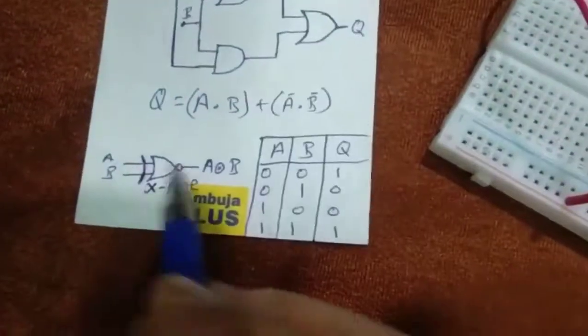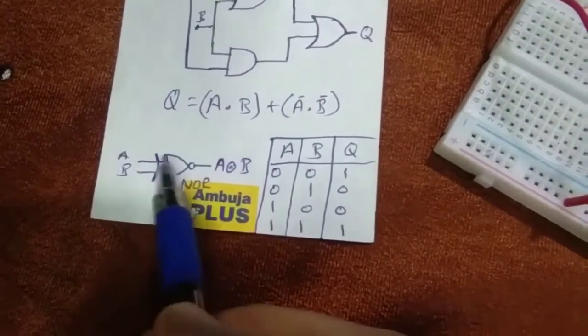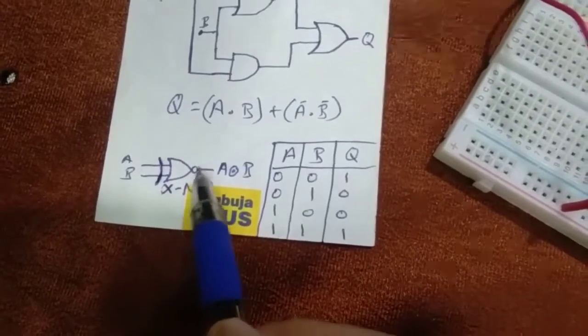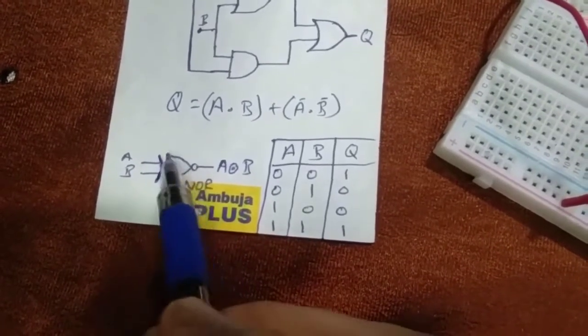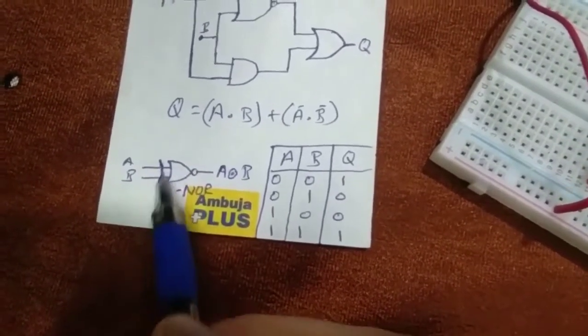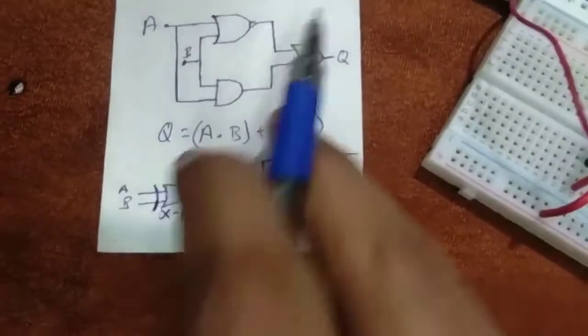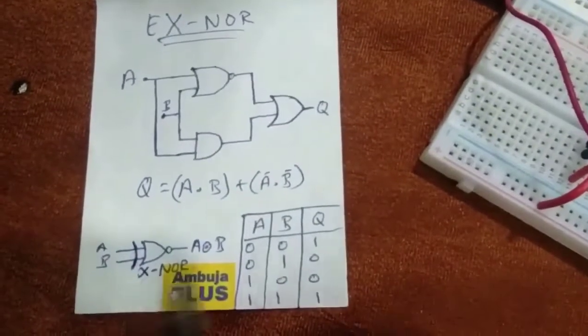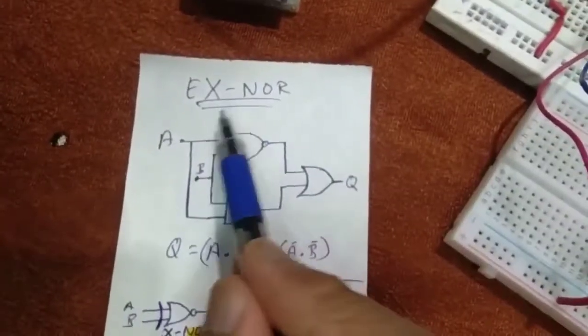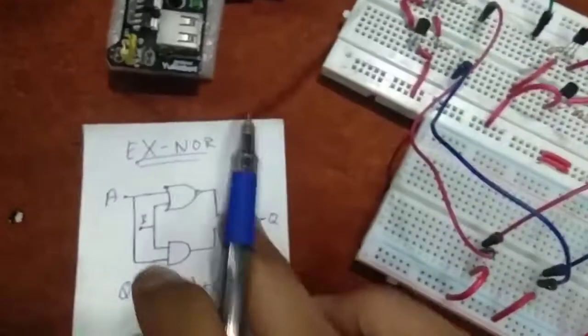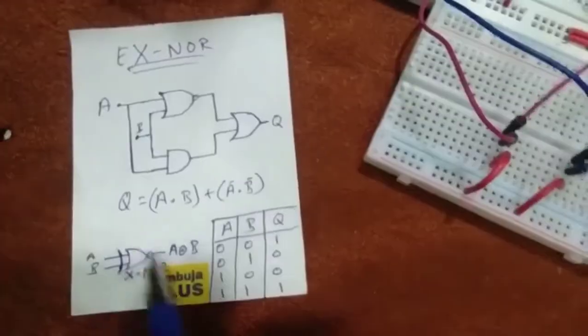So this is the logical representation of the XNOR gate, where we have an OR gate with a NOT symbol before it, which makes a NOR gate, and if we make this curve before this gate, it makes an exclusive NOR gate. So XNOR means exclusive NOR. EX stands for exclusive and NOR is for the NOR gate which we are making here.